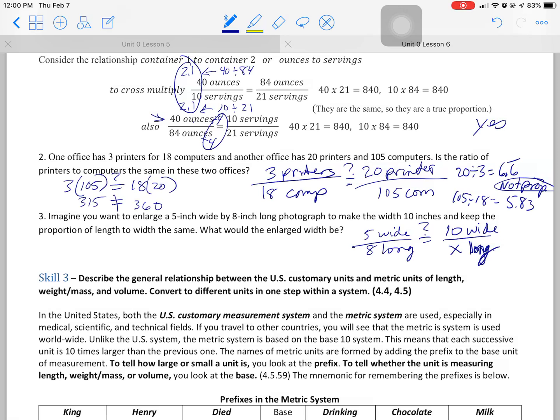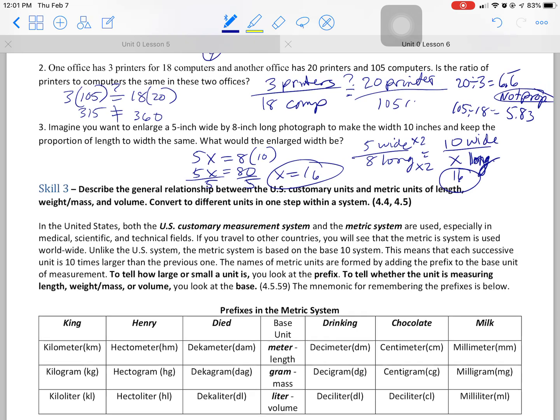The easy way would be, let me erase this little bit. 5 times 2 is 10. So 8 times 2 would be 16. The answer would be 16. If you wanted to cross multiply, that would be 5x equals 8 times 10. 5x equals 80. Divided by 5, divided by 5, x would equal 16. So either way, that's what it would take for them to be a proportion, to make them the same, to make them equivalent fractions. Okay?